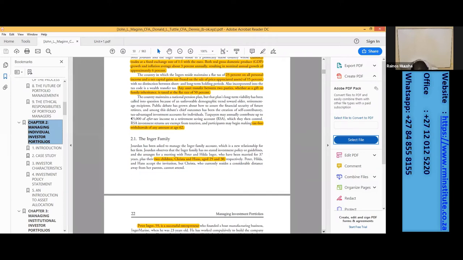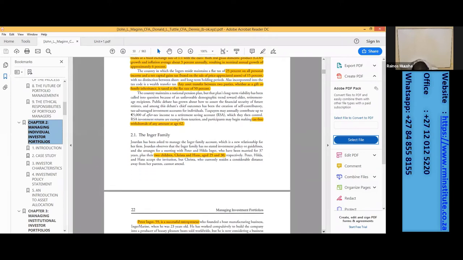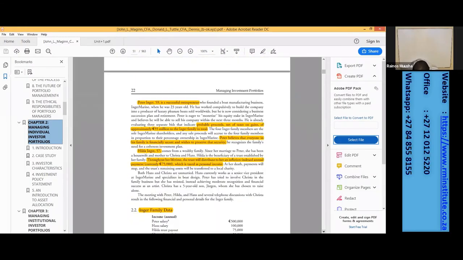Then looking at the family as well, this is where you find the husband being Peter and the wife being Hilda, and they've been together for a period of 37 years. And they have 2 children together, Krista and Hans. Krista is 25 and Hans is what? 30 as well. Then they also give us other important information where they say Peter Inga is 59 years old, is a successful entrepreneur, and he's got his own company.